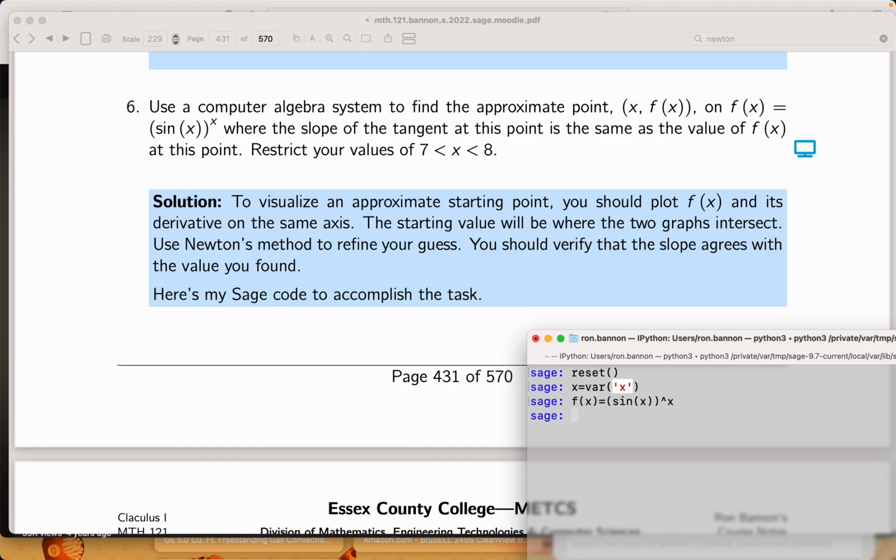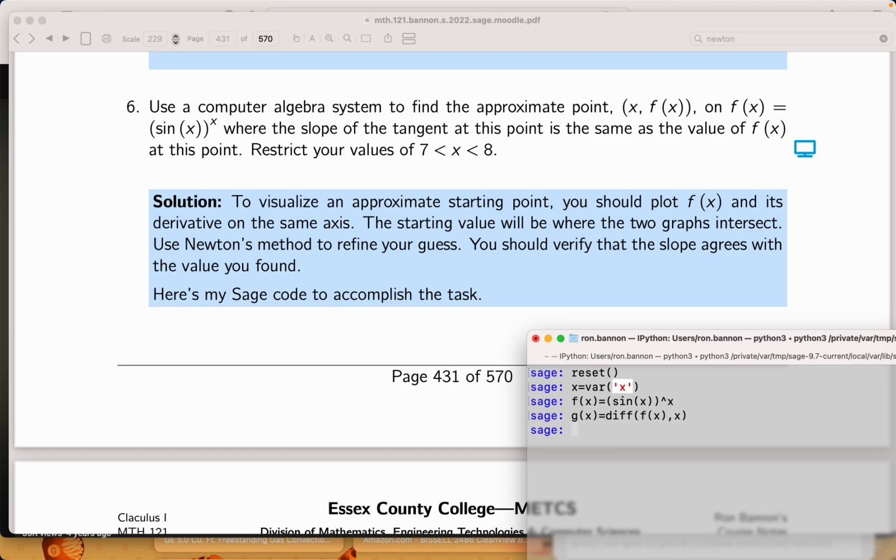Okay. I'm also going to get another function. I'm going to call it g, and g is going to be the derivative of f, diff of f with respect to x. Whoops, I think I made a mistake. Let's find out where I made a mistake. Differentiate f of x, too many parentheses. There you go.